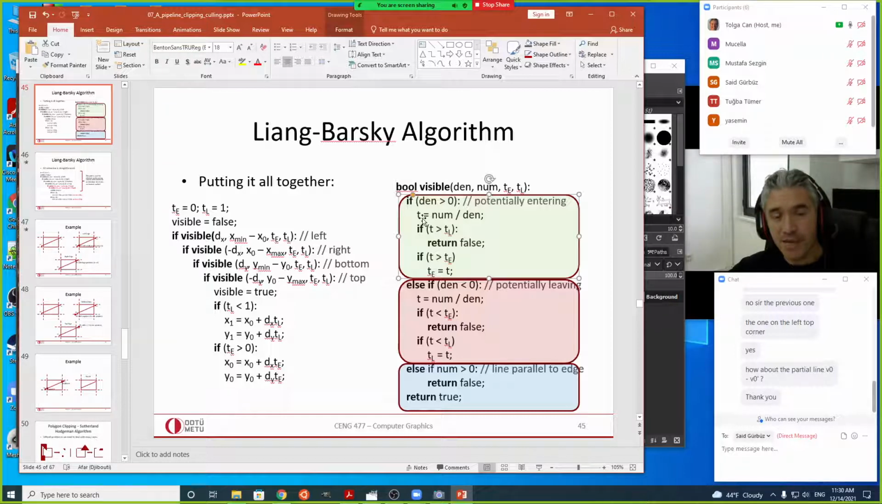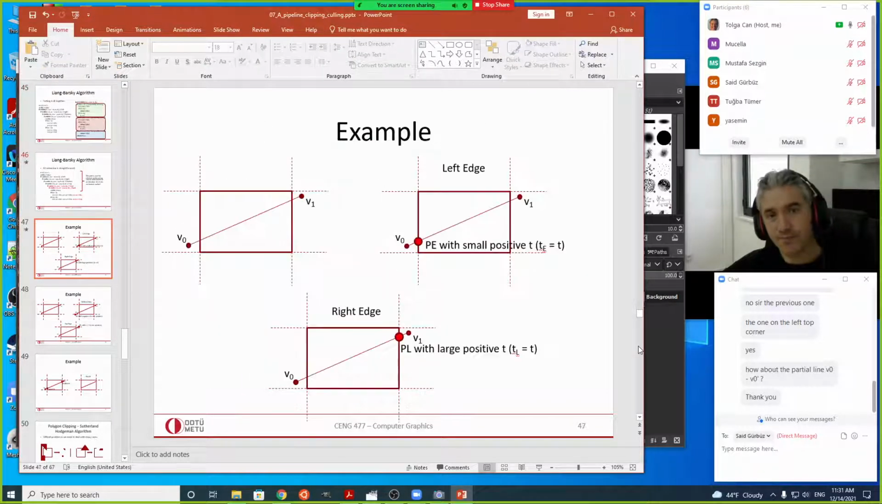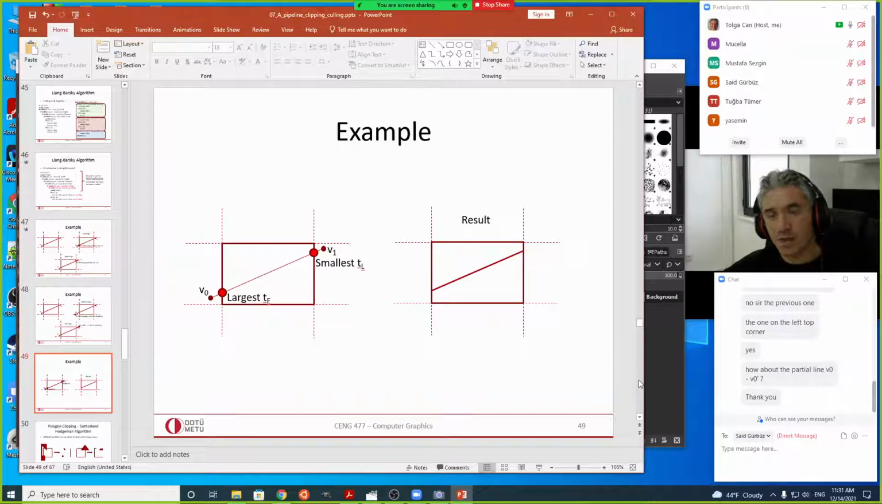And based on the parameter value and whether we are potentially entering that boundary or not, in certain cases we can do complete rejection of the line, because in one of these boundaries we can figure out that the line is entirely invisible. So complete rejection cases can occur in some of these visibility functions. When it becomes false, it's going to be completely rejected. Okay, so these are the two line clipping algorithms that we have seen.